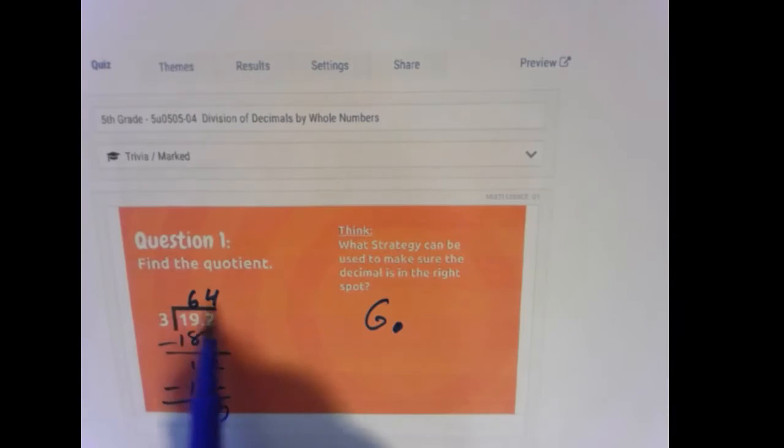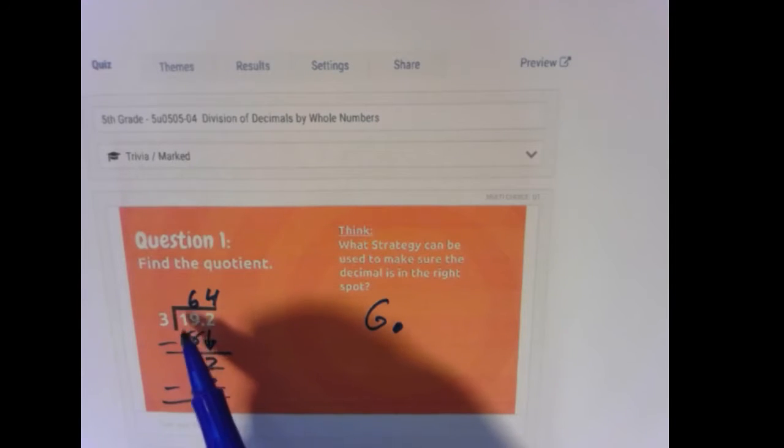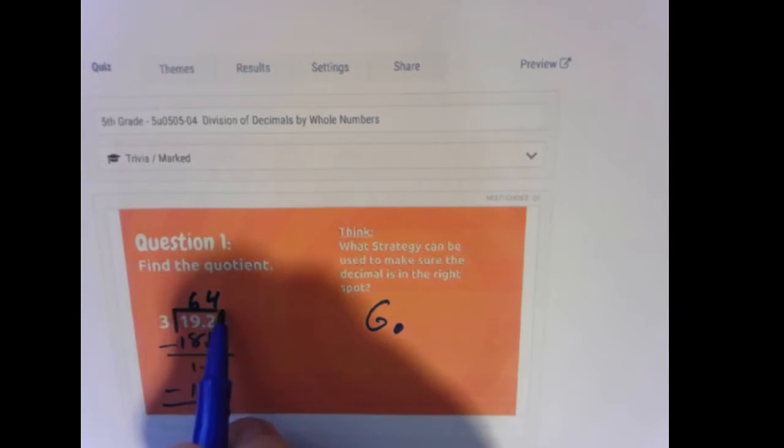Now, if we pay attention and we're very careful, we can line these up and see where the decimals will go. If we forget, we just have to think: now 64, that could definitely be an answer choice on your test to be a little bit tricky. But does 3 fit into 19 64 times? No, that doesn't make sense. So that doesn't make sense if we put the decimal here.